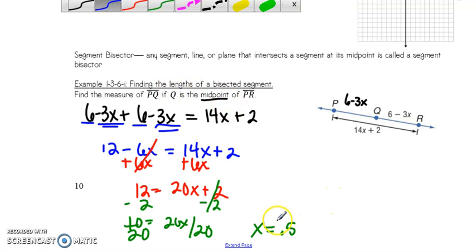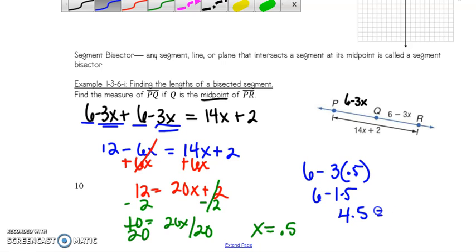So it asks, find the measure of PQ, that segment. So we need to plug this back in to find the measure of PQ, which is 6 minus 3 times x, which we now know. So we're going to plug in the half. And so it's 6 minus 1.5, which would make it 4.5 for PQ.